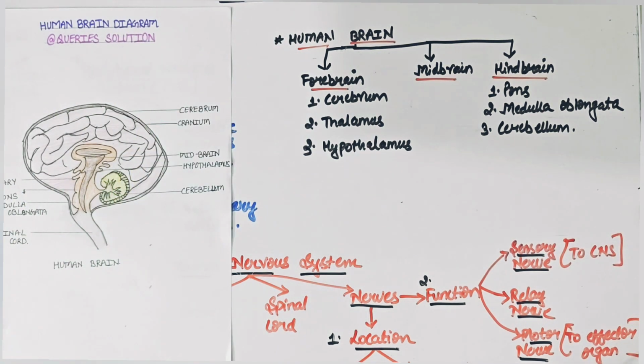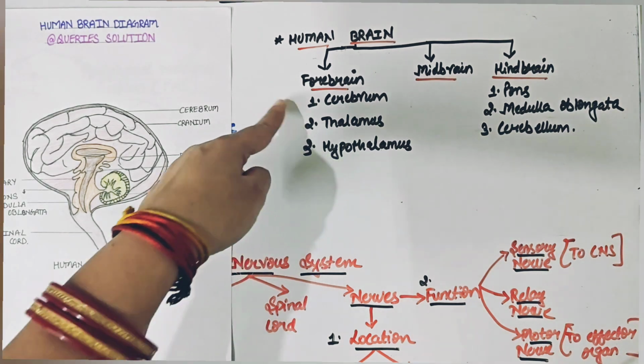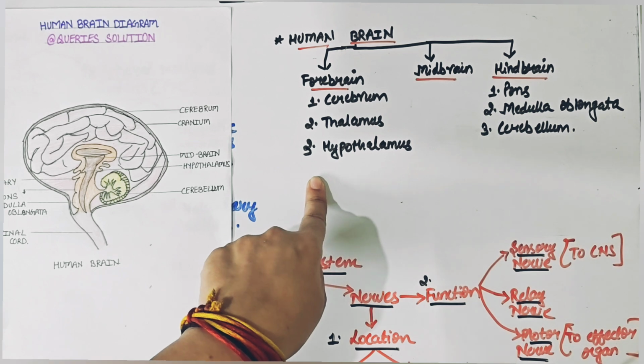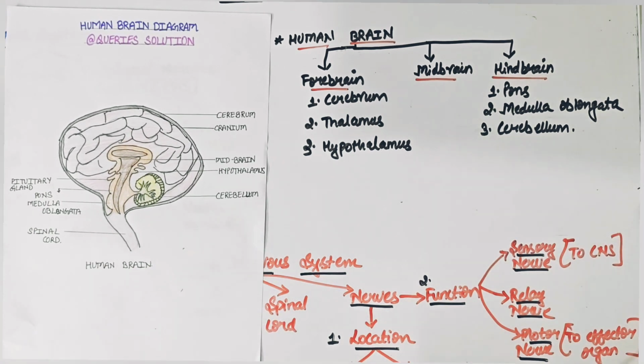So when we talk about the forebrain, what all parts does it include? It includes parts like the cerebrum, the thalamus, and then the hypothalamus. And this is the labeling of the entire diagram that you can see.